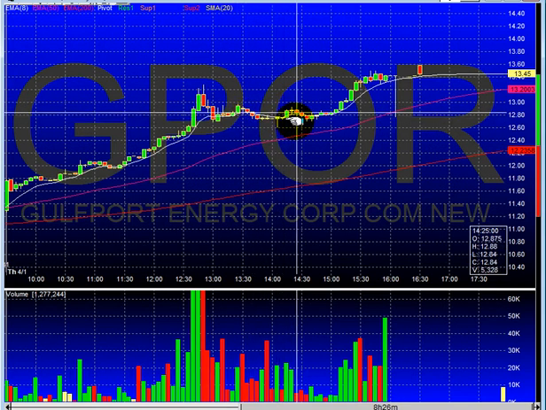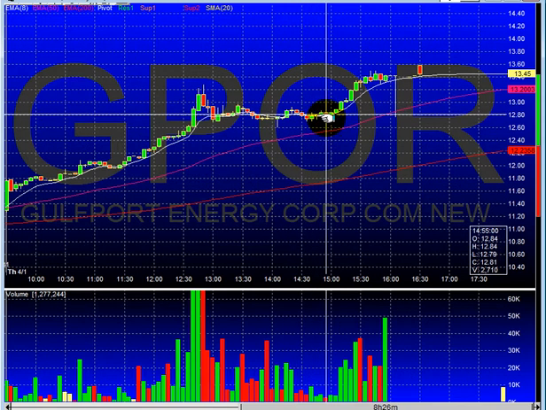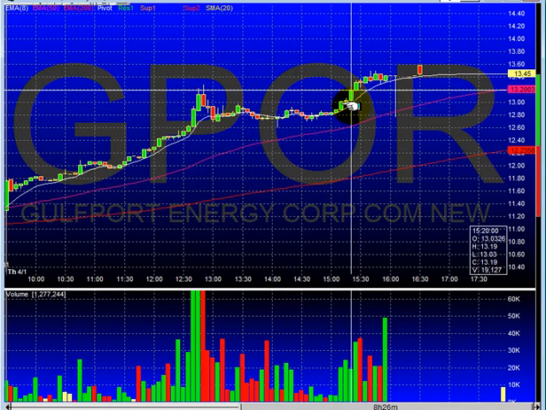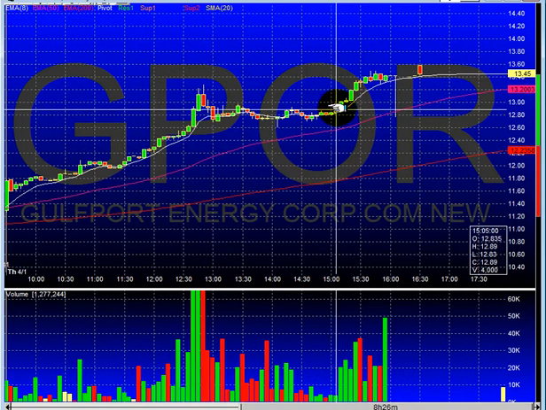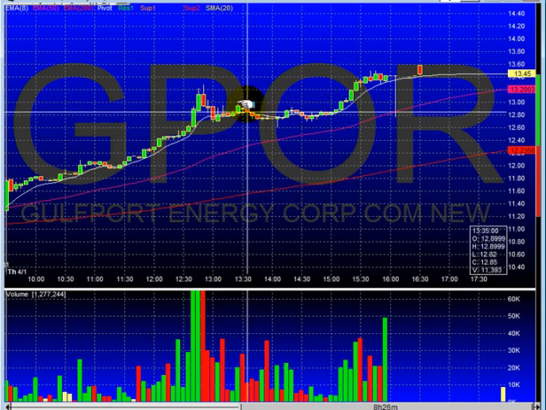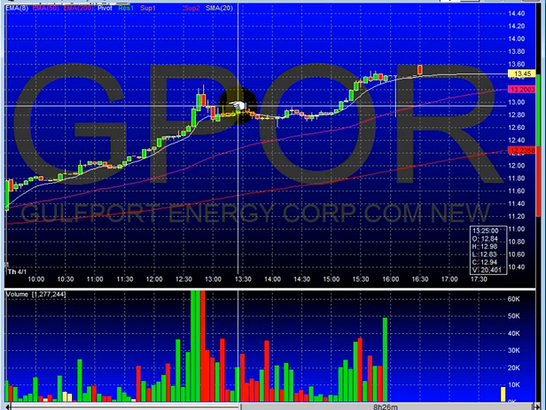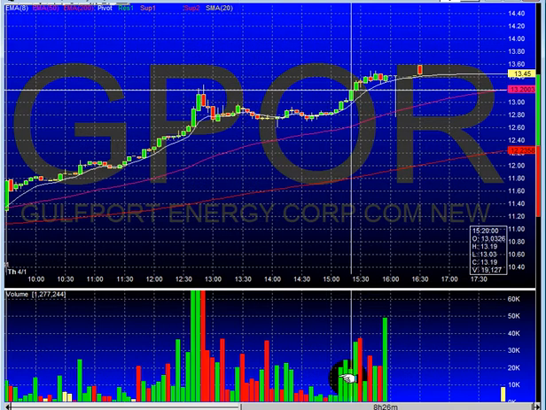At some point, this is broken, and ideally broken later in the day. What was probably problematic about GPOR is that we didn't get a high a little earlier in the day, so it actually lessened its effectiveness. Eventually I made a call when this stock started to break out from this range. First, it broke out from the high of the consolidation itself, which was, I think, a little under $13. And it did so on some volume.